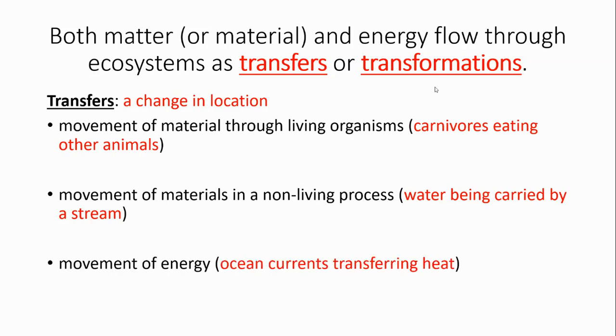And then movement of energy can also be a transfer. So ocean currents are really good at transferring heat energy. And actually later this year, we'll learn about all the different currents in the ocean, how that affects land mass temperatures. But that heat in ocean currents is actually just a transfer of energy.